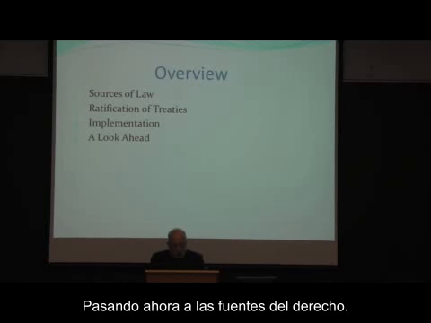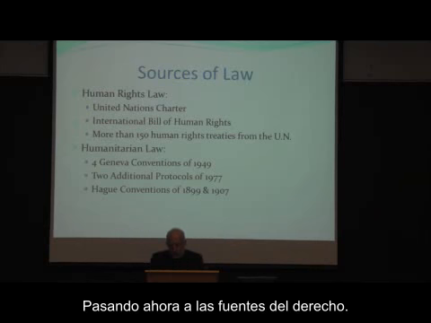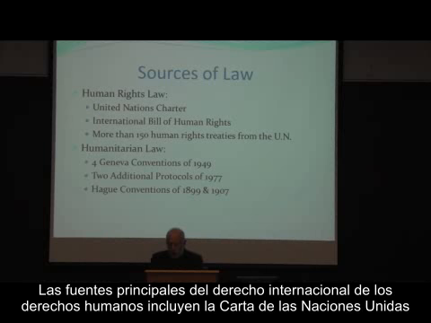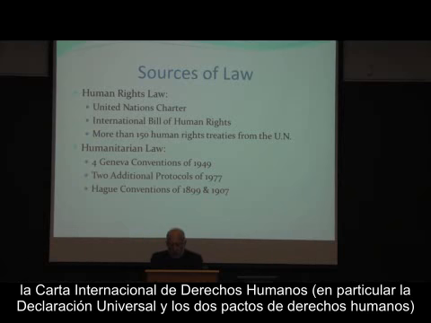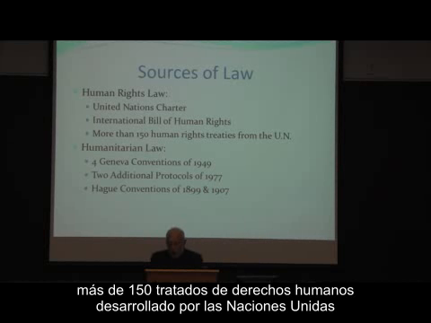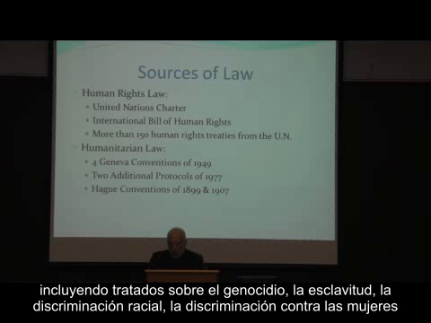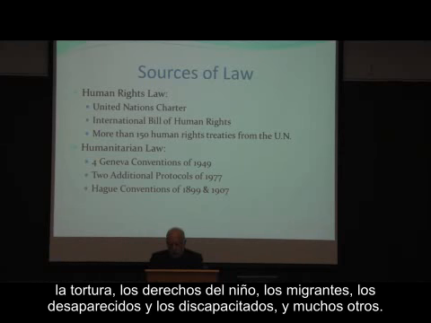So, turning now to sources of law. The principal sources of international human rights law include the UN Charter, the International Bill of Human Rights, including the Universal Declaration of Human Rights and the two covenants on human rights, more than 150 other human rights treaties developed by the United Nations, including treaties on genocide, slavery, racial discrimination, discrimination against women, torture, rights of the child, migrants, the disappeared, and the disabled, and many more.